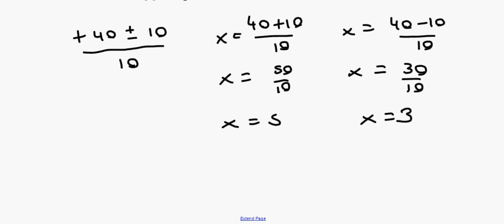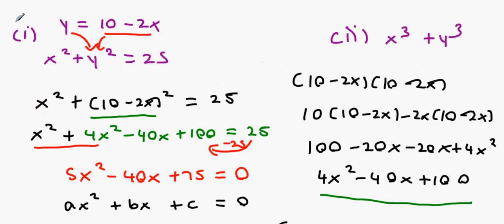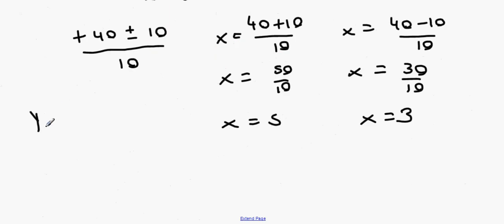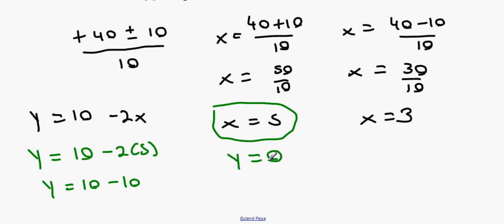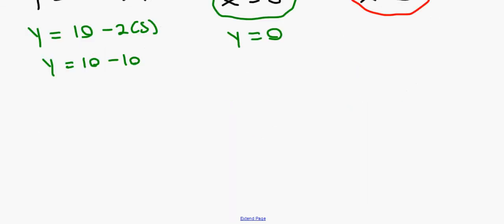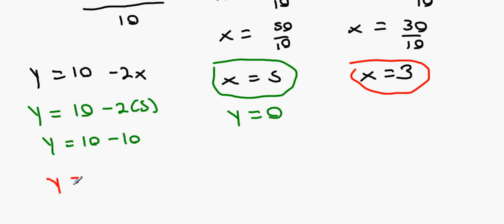Now we have to get the y values at the end. We know y equals 10 minus 2x. When x is 5, we'll signify this in green: 10 minus 2 times 5. This means y equals 10 minus 10, which means y equals 0 when x equals 5. The next one is when x equals 3. So y is equal to 10 minus 2 times 3, which is 10 minus 6.